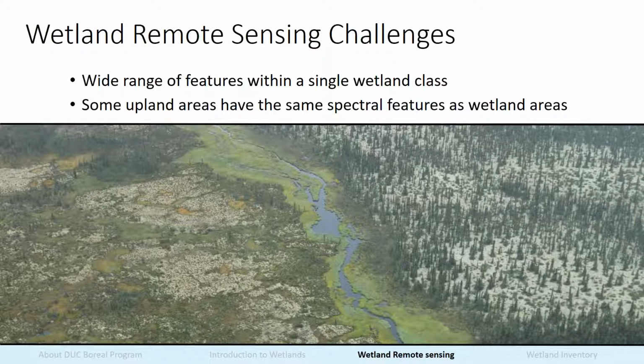Another point is some upland areas will have the same spectral signature as wetland areas. I mentioned that with the deciduous and swamp, but you can also see this here in this image. On the left, you can see the white popping out there, which is lichen, and that appears to be a bog, so a lichen bog. And on the right, as you can see, lichen as well, and this is more of a lichen upland.